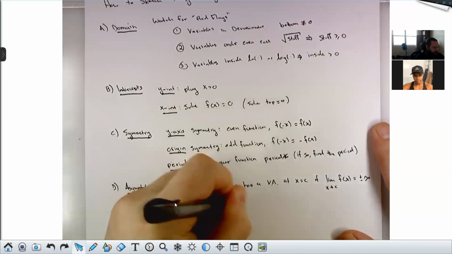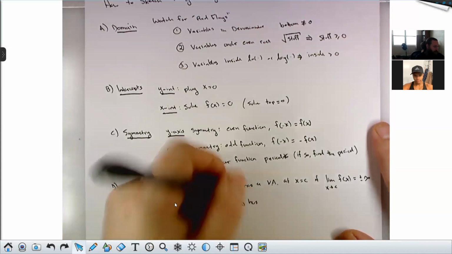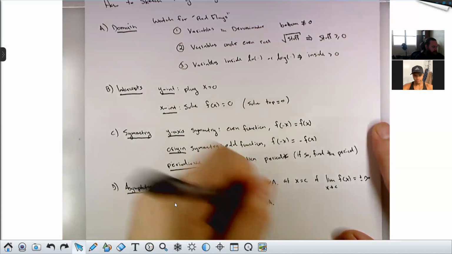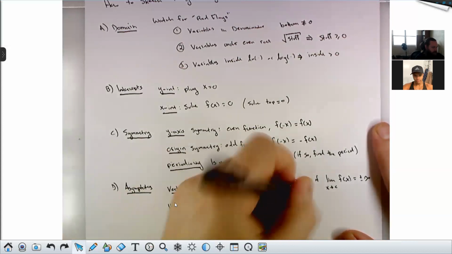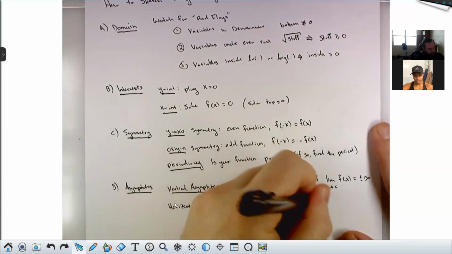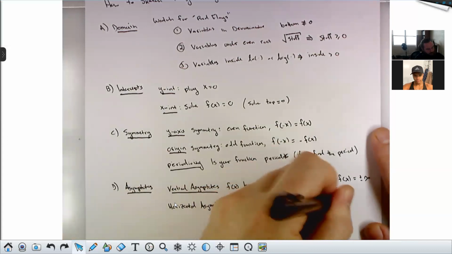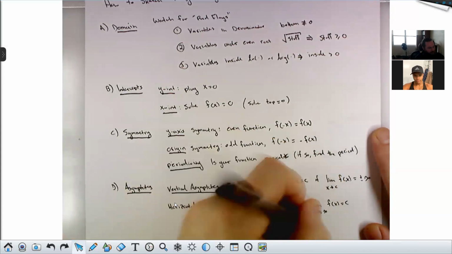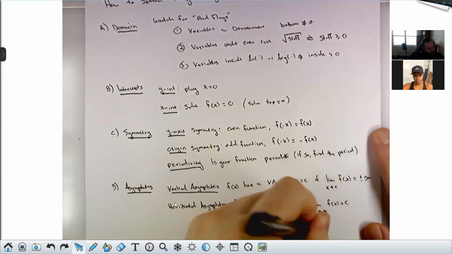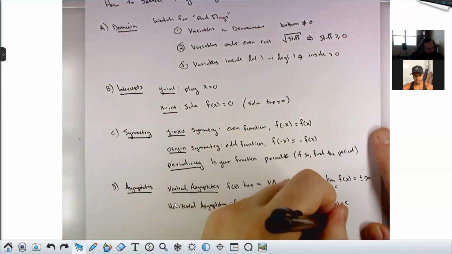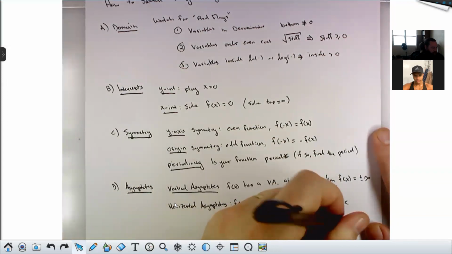f of x has a horizontal asymptote y equals c if the limit as x goes to infinity of f of x equals c, or the limit as x goes to negative infinity of f of x equals c.